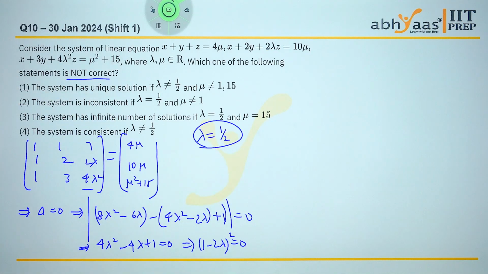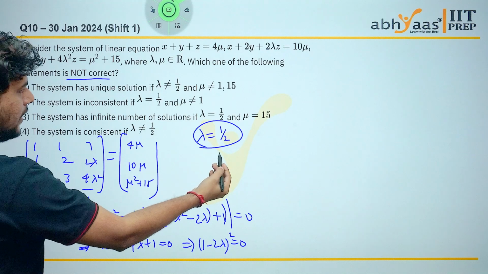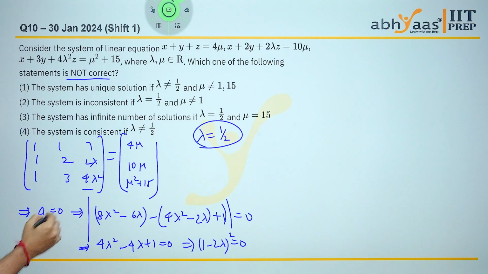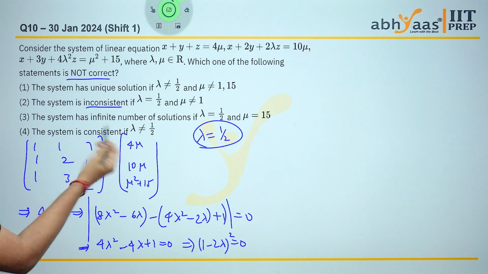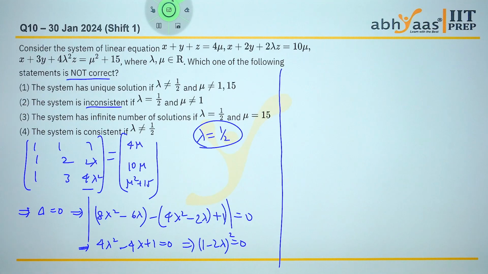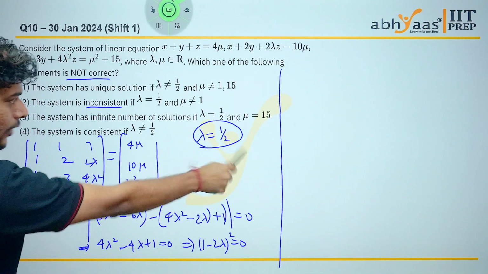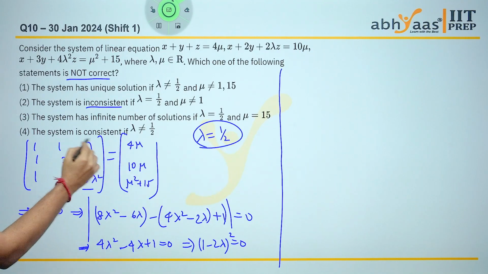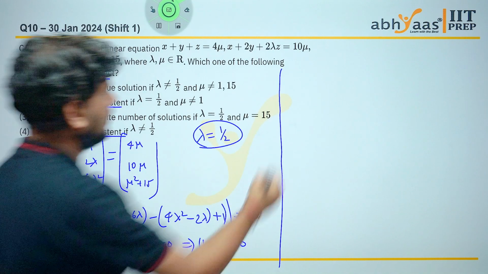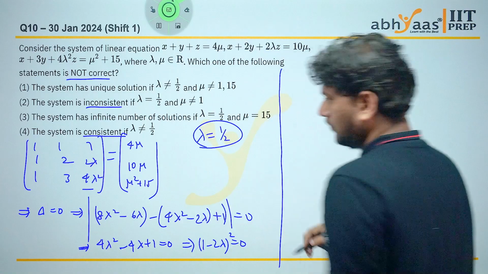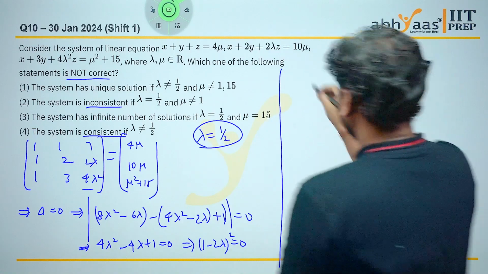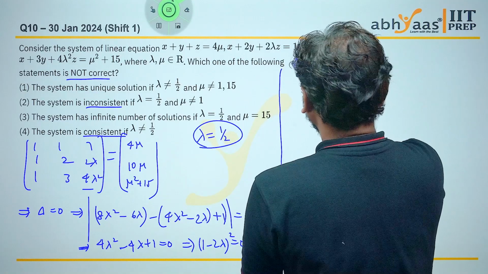Okay. So if lambda equals 1 by 2, we'll get that equal to 0, which is inconsistent. For infinite solutions, we have to check delta 1, delta 2, delta 3 also. So if lambda is not equal to 1 by 2, it will be consistent also. Okay. So let's check for delta 1 or delta 2. So I'm taking delta 3 directly. It will be easy. Delta 3 equal to 0.